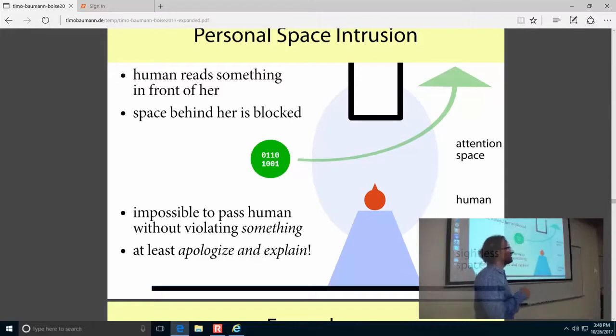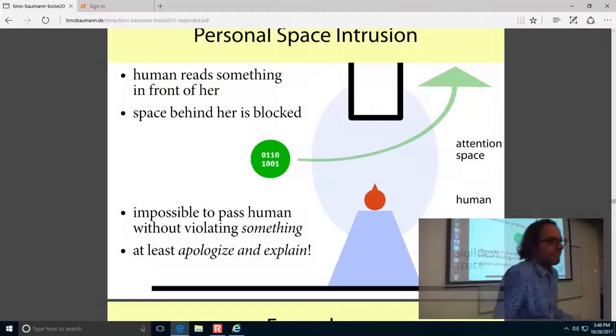But it really needs to pass. So standard social robotics would tell you that whenever you find yourself in the social space of a human, stop. Doesn't sound extremely human to me. Or try to avoid social space at all costs, which doesn't sound very social to me, rather asocial. So our idea was, if you have to do that, then apologize and explain yourself. Simple enough, right?